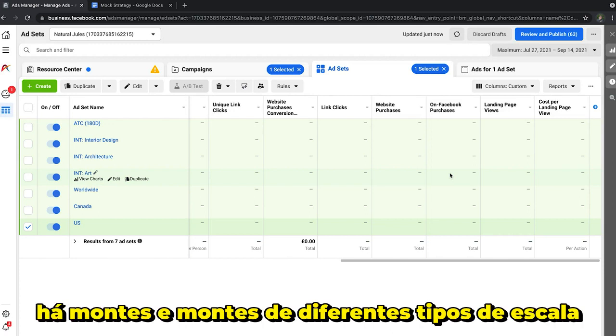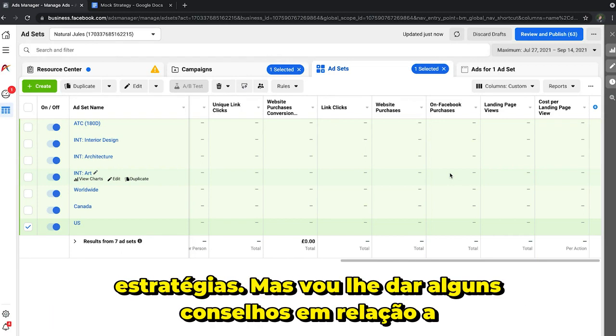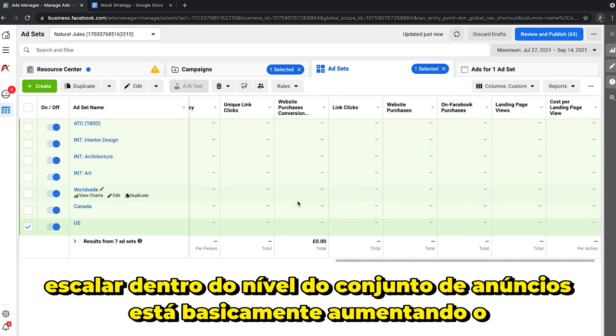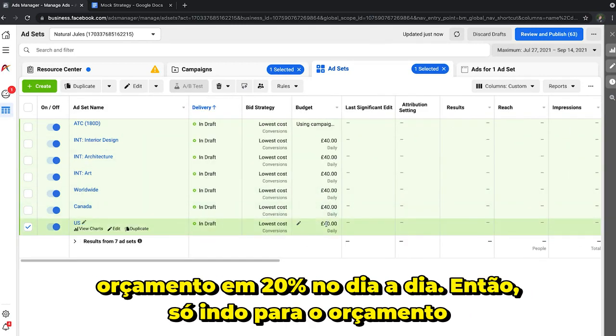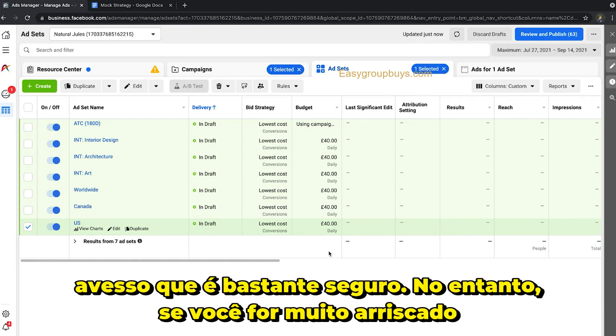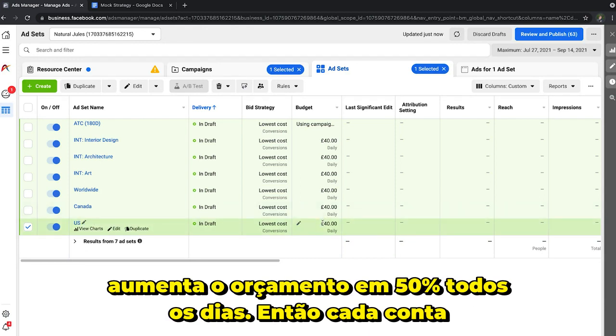In the Pro, there's heaps and heaps of different types of scaling techniques that are very complex when it comes to strategies. But I'll give you some advice in regards to scaling. There are different types of ways to scale. Some scaling within the ad set level is basically increasing the budget by 20% on a day-to-day basis. So just going to the budget here and adjusting it by 20%. If you're very risk averse, that's fairly safe. However, if you are very risky and you want to scale really, really fast, then you want to increase this budget by 50% every day.